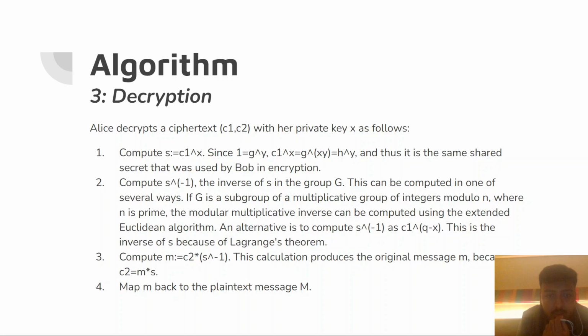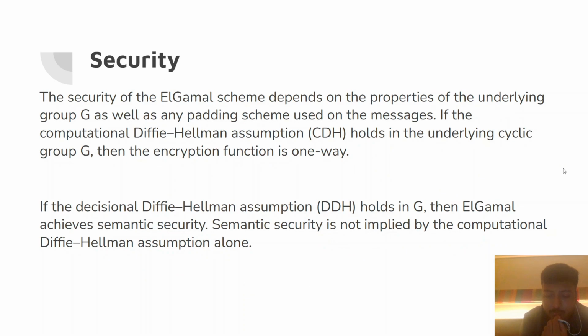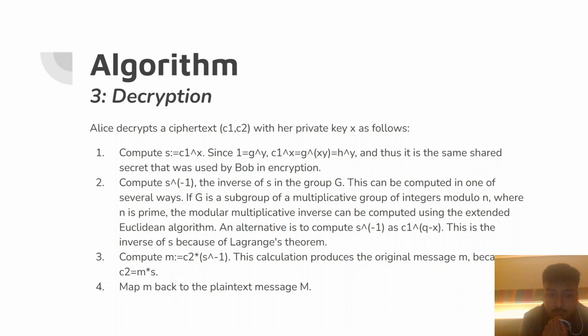Then after that we compute m, which is c2 raised to the power s minus 1, and this calculation produces the original message m, because c2 is equal to m into s. And lastly, we map small m back to the plaintext message capital M.